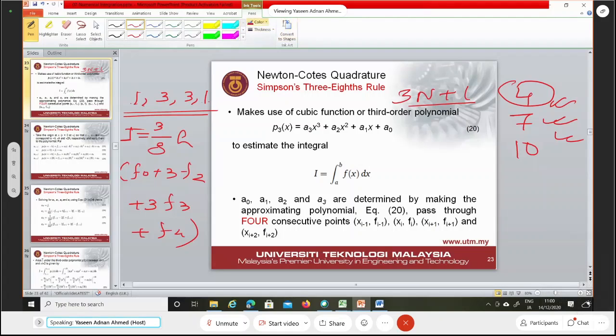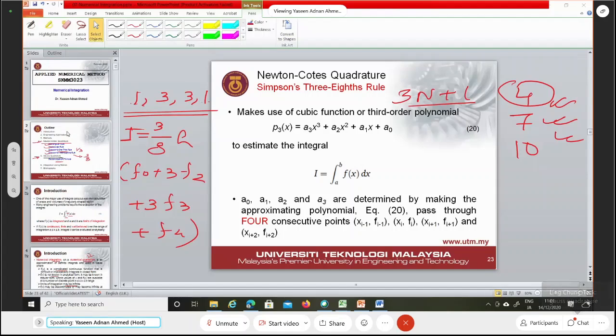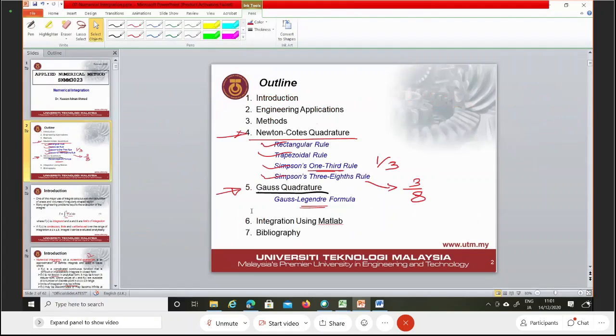Gauss method. Which one? Gauss method. Which one? Newton's first. You are talking about the class test or this lecture? You are talking about the class test in Gauss method, Gauss quadrature. Oh, this one, Gauss quadrature.